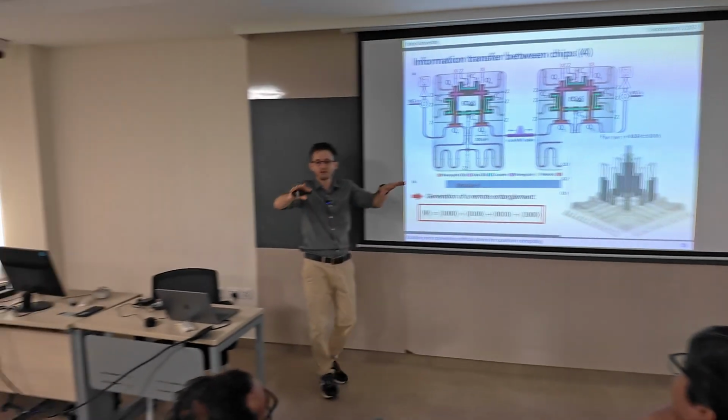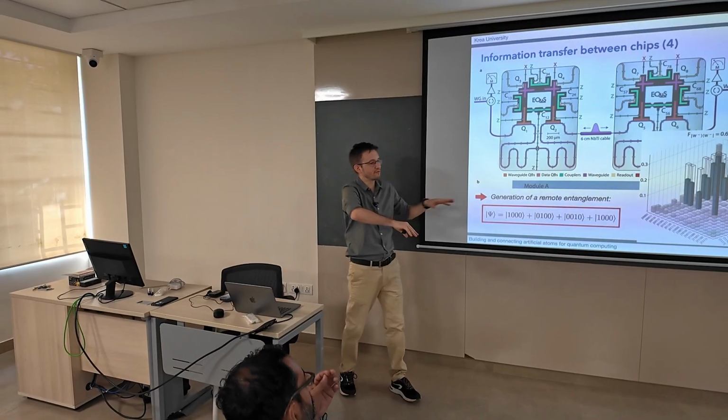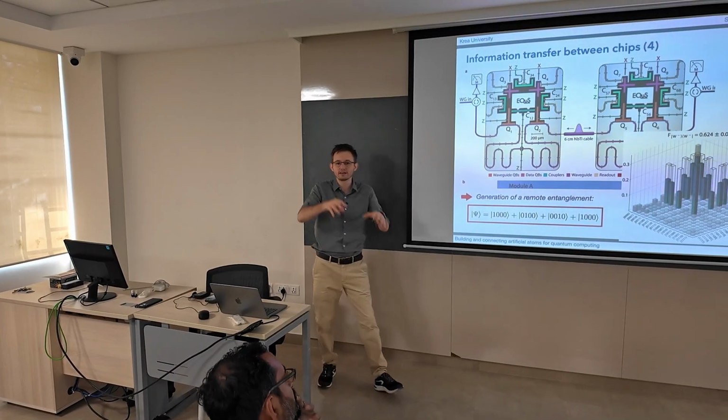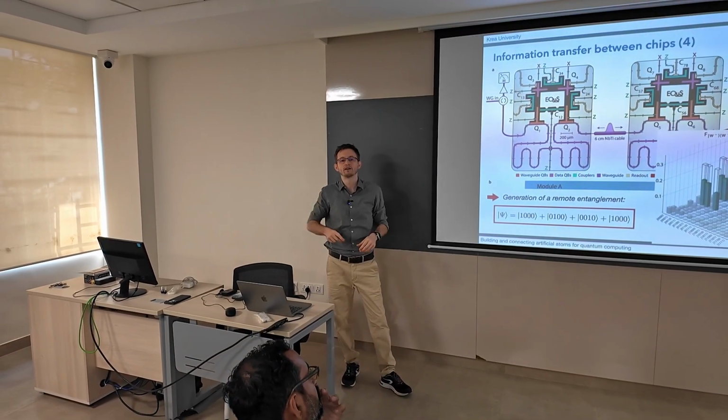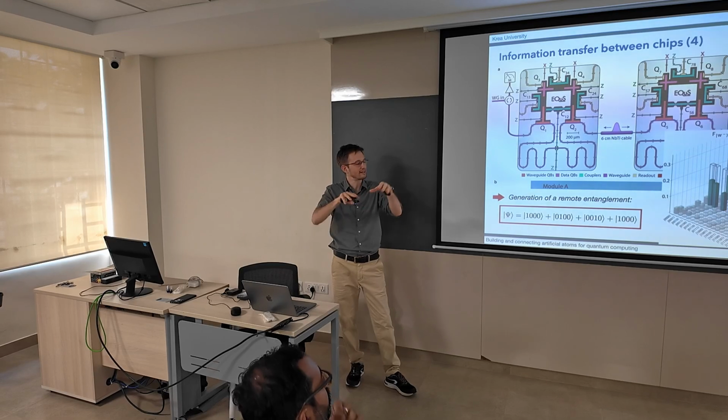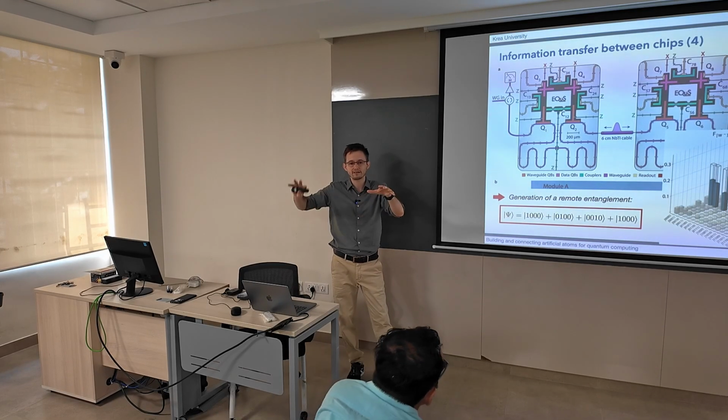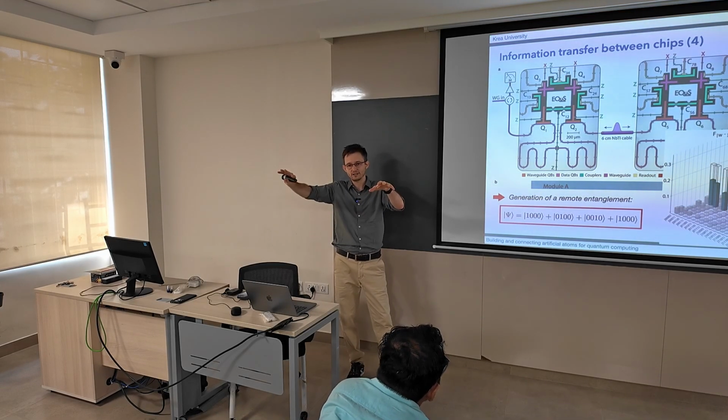So this is one of the ways they were able to send information and entangle 2 chips that were located not in different fridges, but still in the same fridge. But now people can think of actually putting these chips in different fridges.